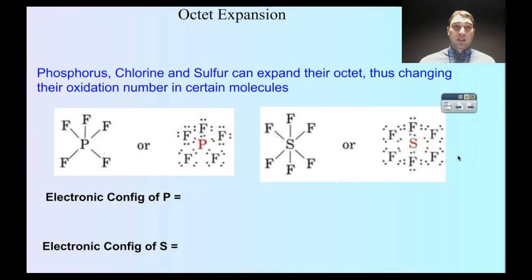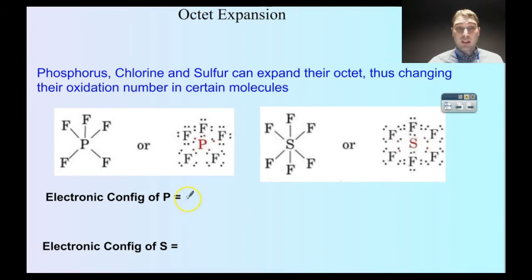Now the next bit we need to look at is octet expansion, because that leads into drawing the molecules that have expanded their octet. So phosphorus, chlorine, sulfur and other elements as well can expand their octet. What that means is rather than just filling up their valence shell until they get a full valence shell, they can reconfigure their electrons so that they can get more bonds by using a larger valence shell, a valence shell of higher energy.